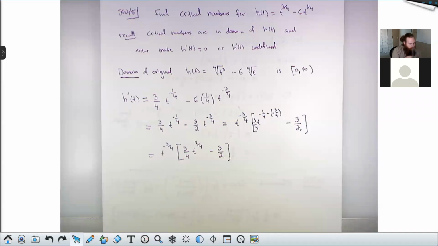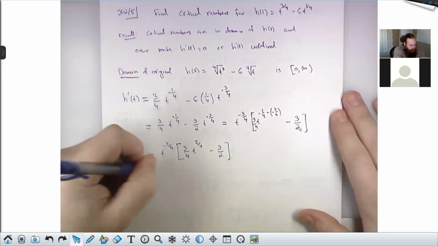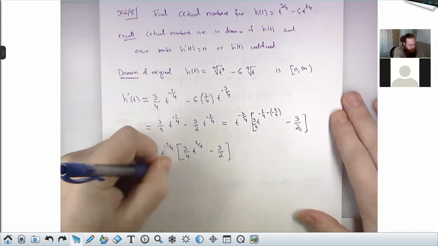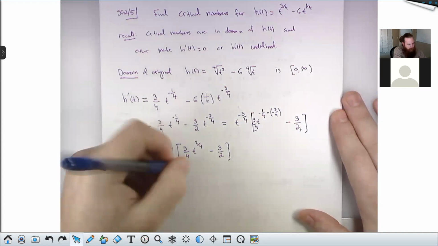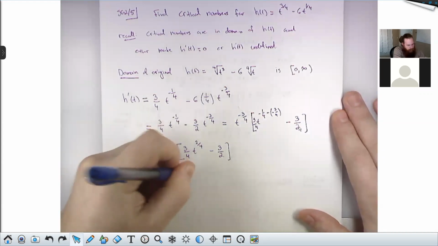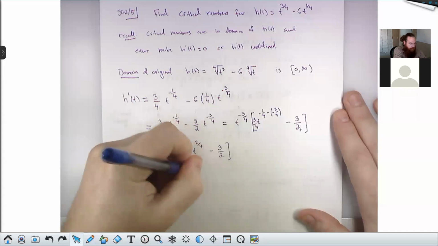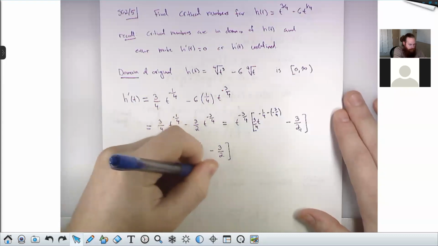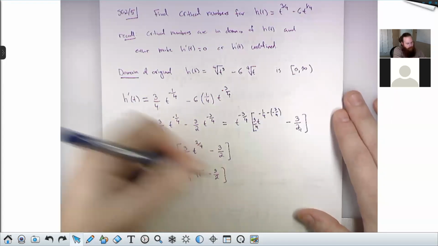That's 3/4. 3/4 minus 1/4, yep, 1/2. Okay, that works. So I get t to the negative 3/4 times... 3/4. 2/4 is the same as 1/2, so this is the square root of t minus 3/2.